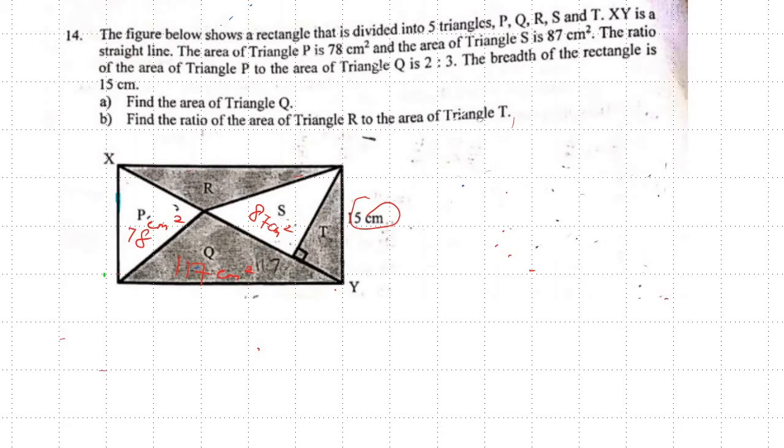So we know that P, Q, and S are 78, 117, and 87 centimeters square. So now we need to find R and the ratio of R to T. So how do we do that? First, we take 78 plus 117, which equals 195. So now 195 equals half a rectangle.